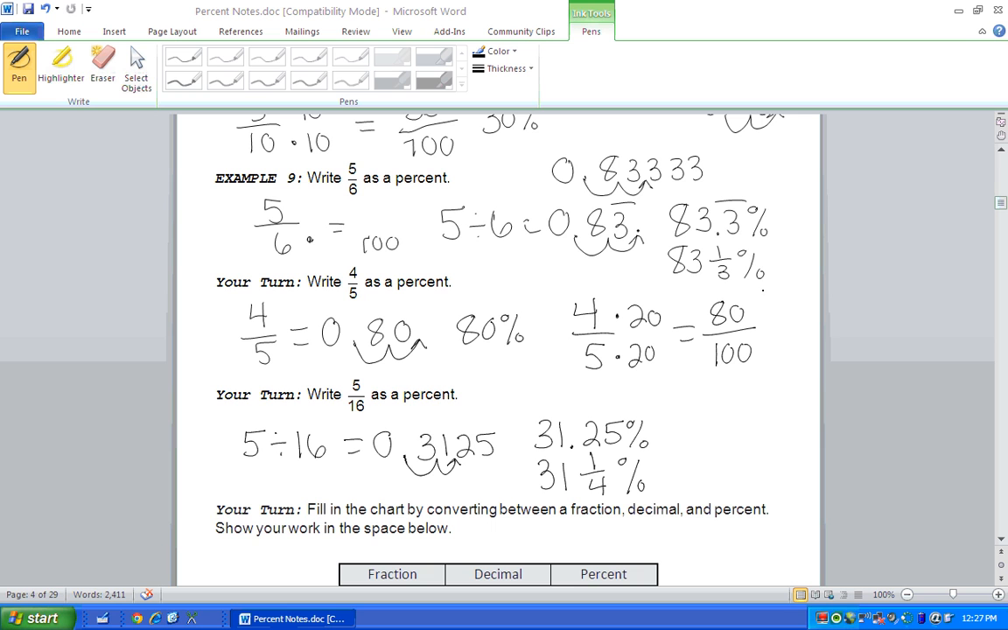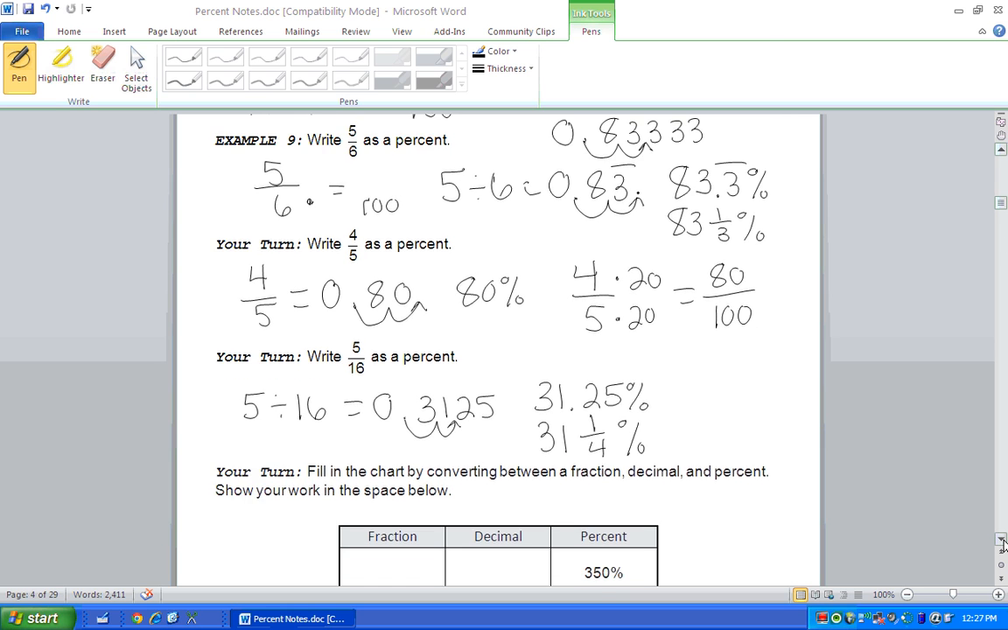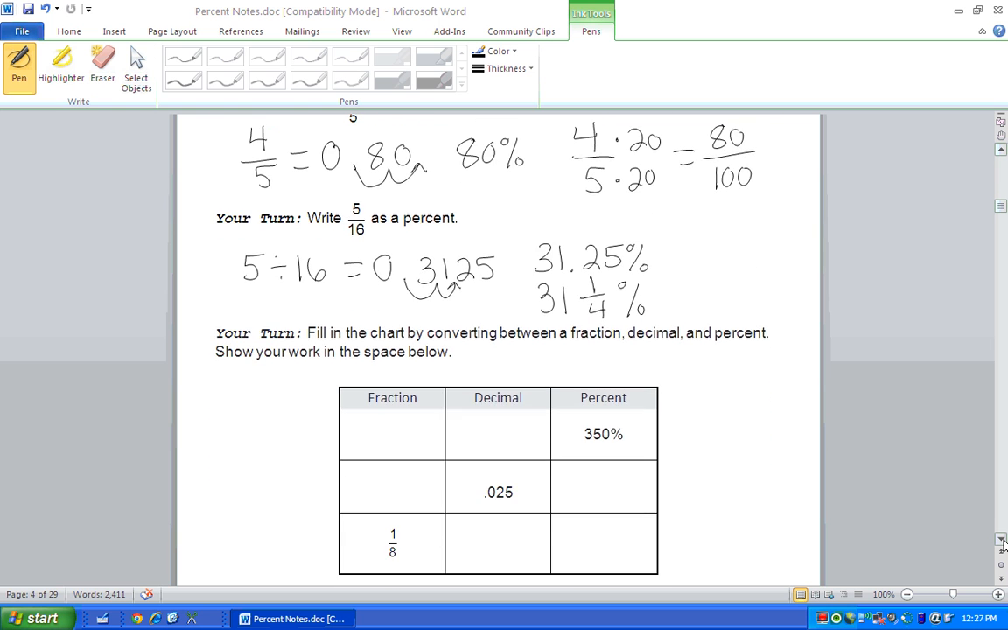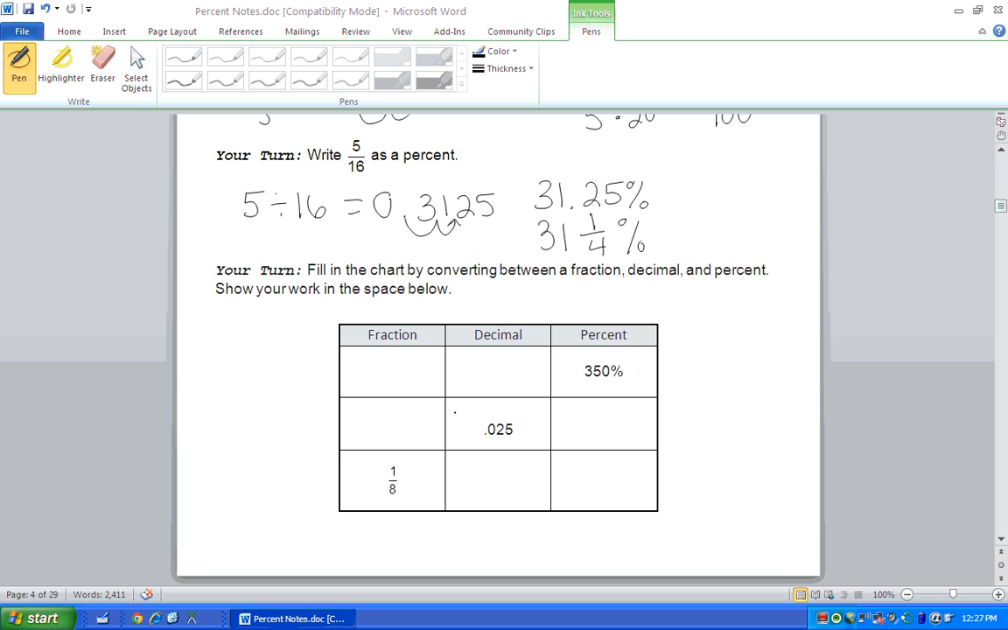All right, finally, to end our video, go ahead and try this last chart. Fill in the chart and convert all these percents, decimals, and fractions back and forth to one another. So pause the video and give that chart a try. Okay, let's see how you did.